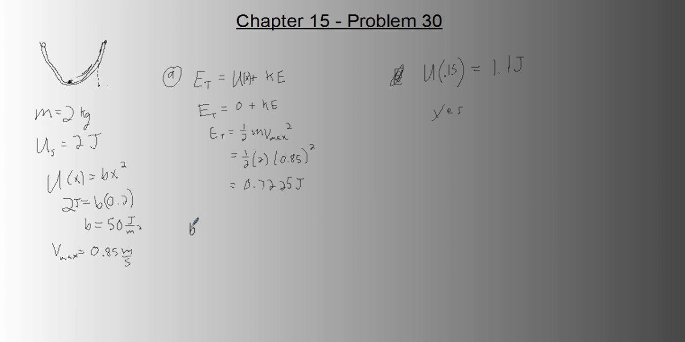That's part A. In part B, we are trying to find what position it will be turned back at. We'll use this function here: U(x) equals 50x squared. When it turns back, all of the energy is in potential, so 0.7225 equals 50 times x squared. Solve for x and you get x equals 0.1202 meters. So it turns back at about 12 centimeters, about 3 centimeters before the 15 that it was asking for in part A.